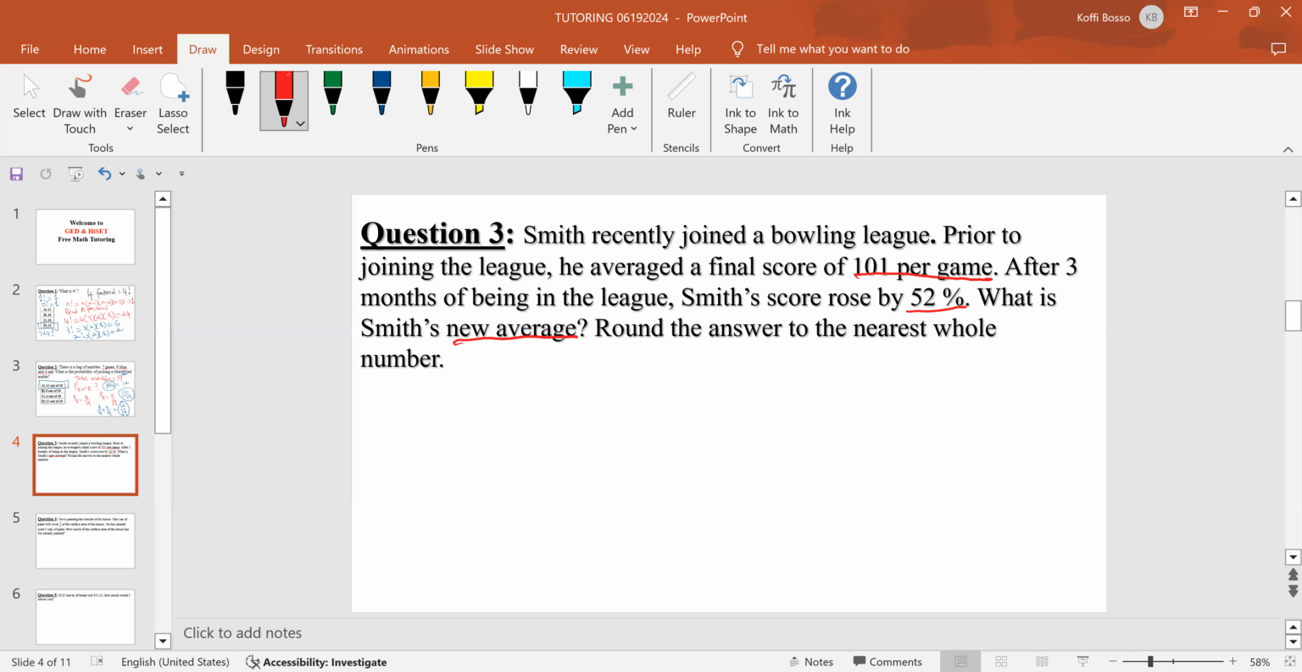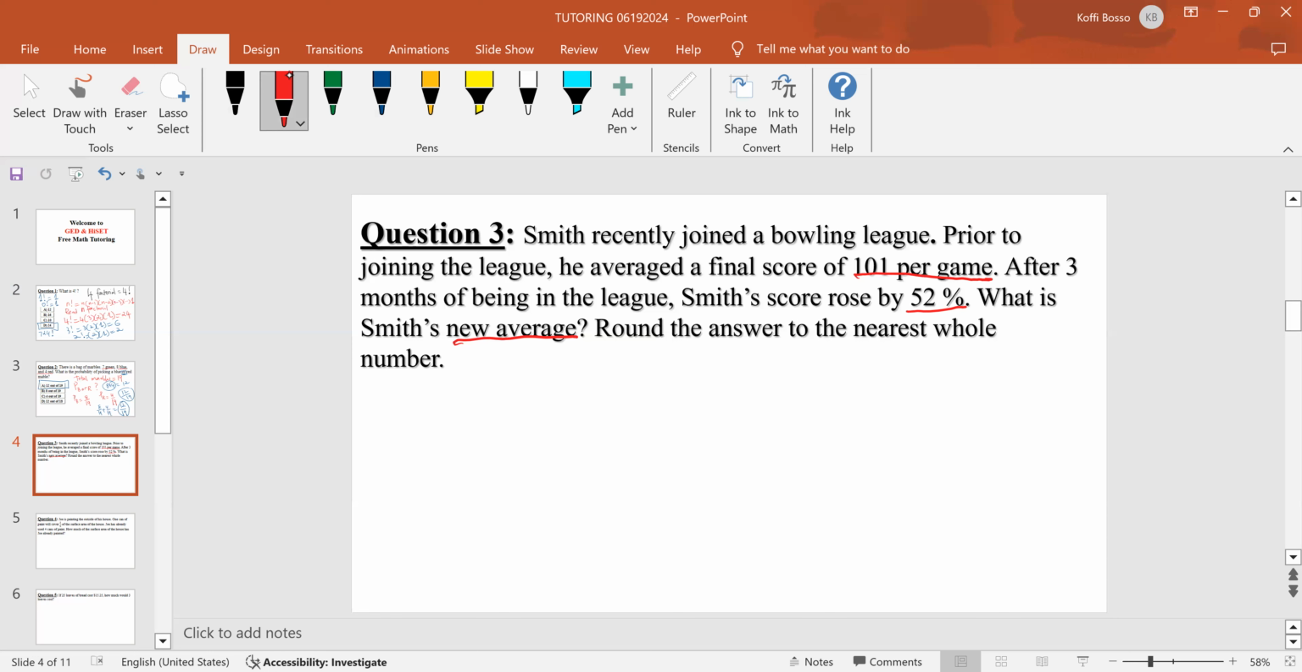Good. So we got 3 things here. We got time, 3 months. We got a percentage, 52. And we got a part or base. I think the base is 101 per game, the final score. That's the base. In this case, they're asking us for the new average.